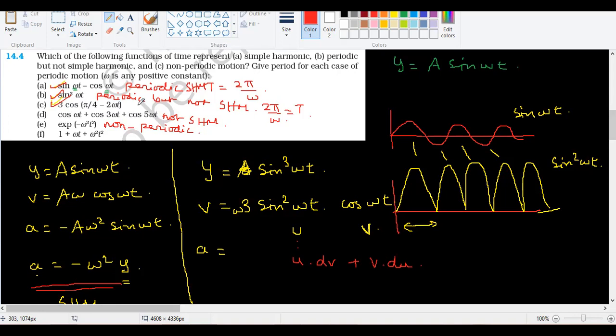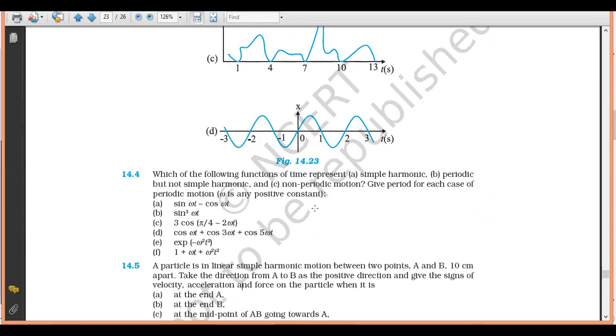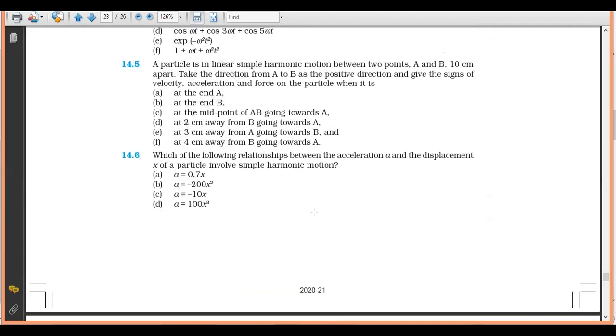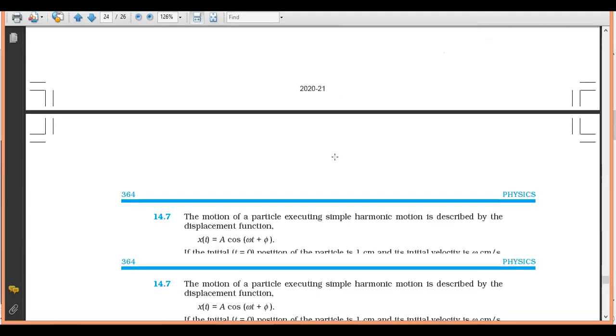Okay, so take it down properly. Very, very mathematical question. Unfortunately, you cannot do this 100% without your maths knowledge. Okay, so the first three problems, I will leave it to you. Finish these things.